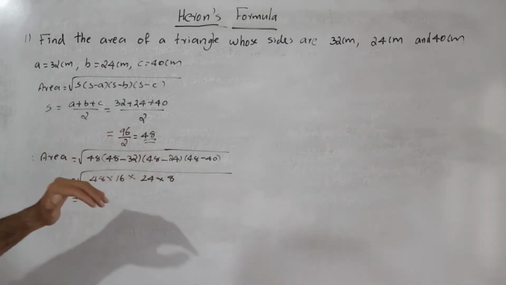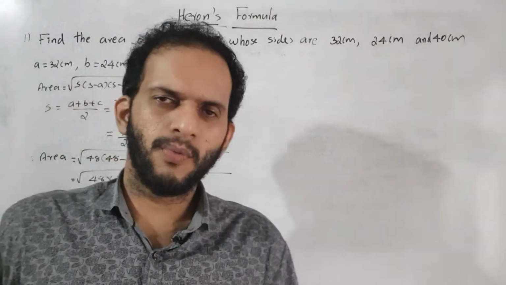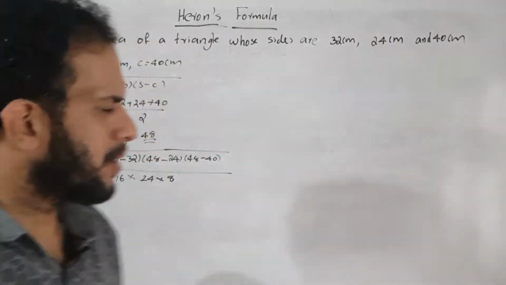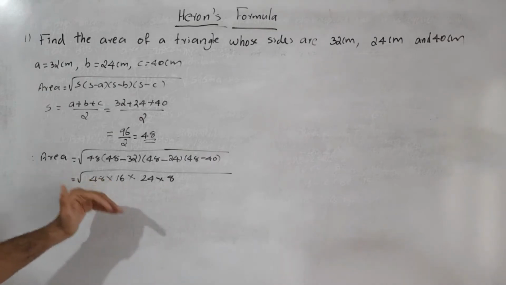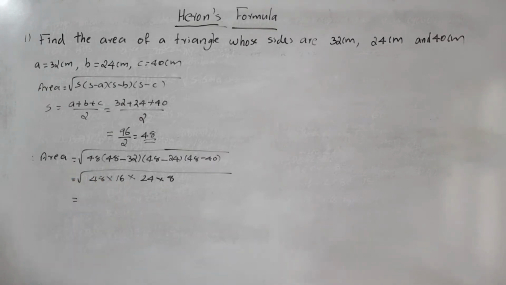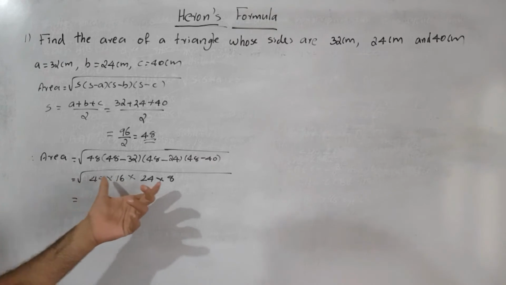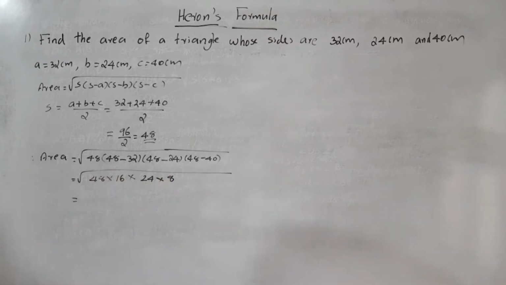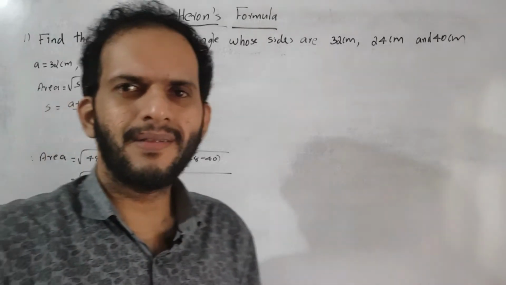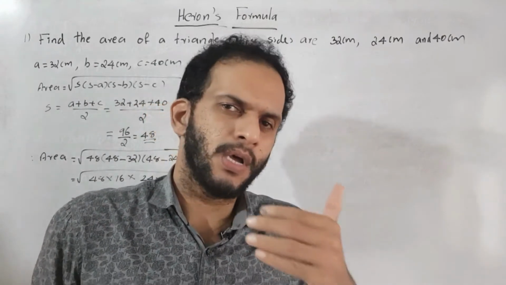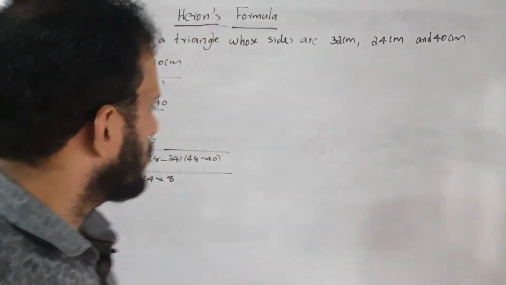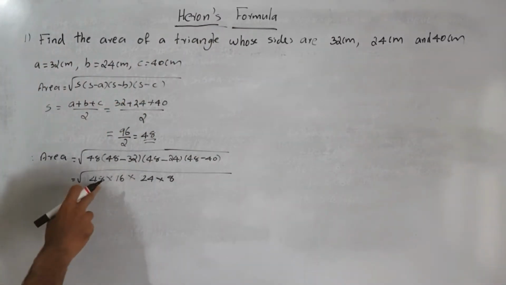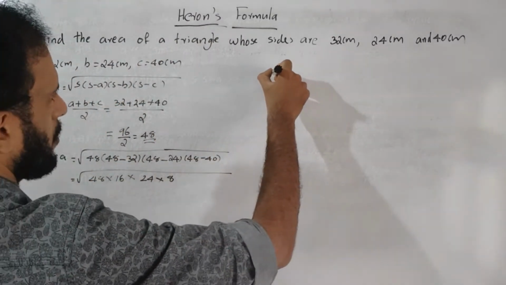After this we have the main method to find the square root. The first is to multiply all the numbers, get one answer, and find the square root of that. Otherwise, we can factorize each number. We studied last year how to find the square root by prime factorization. So here we use the factorization method. Then 48, we factorize 48.